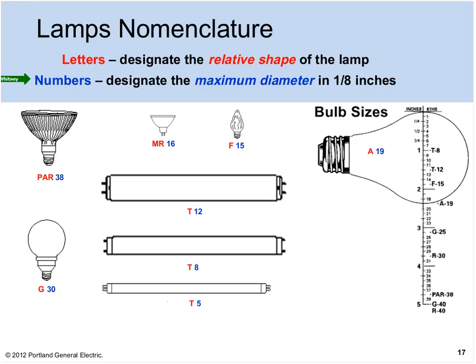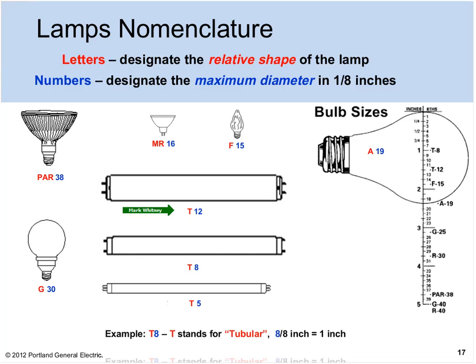So here we have T12, T8, that stands for tubular, 8/8 of an inch. That's an easy one. T5, 5/8 of an inch. Here we have G for a globe, 38. Here we have a flame lamp, and A just stands for arbitrary, and a common lamp is A19, which is 19/8 of an inch in diameter. Okay, I think you get the drift.